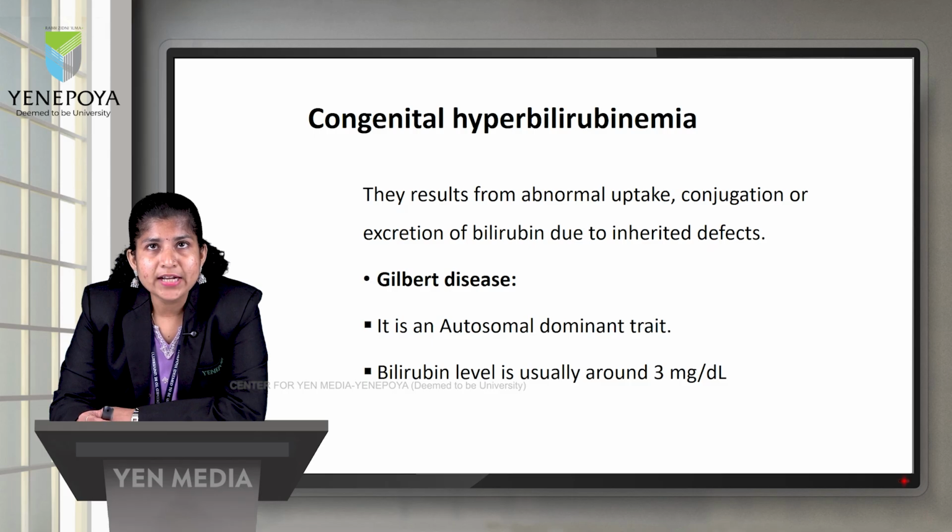Next we will see congenital hyperbilirubinemia. This results from abnormal uptake of bilirubin and also abnormal conjugation and excretion of bilirubin, that is due to an inherited defect. Here first we will see what is Gilbert's disease. It's an autosomal dominant trait where usually the bilirubin level may increase up to 3 milligram per deciliter.